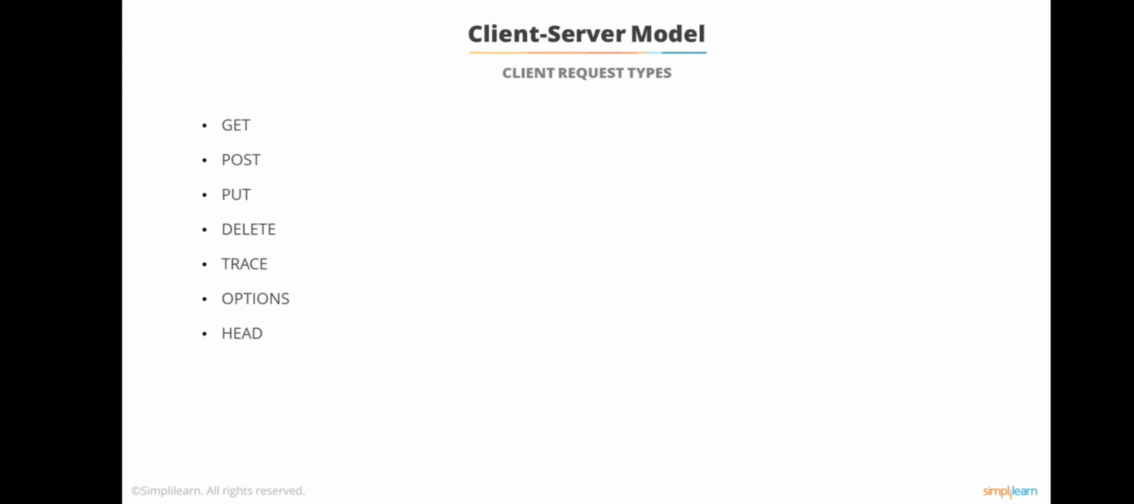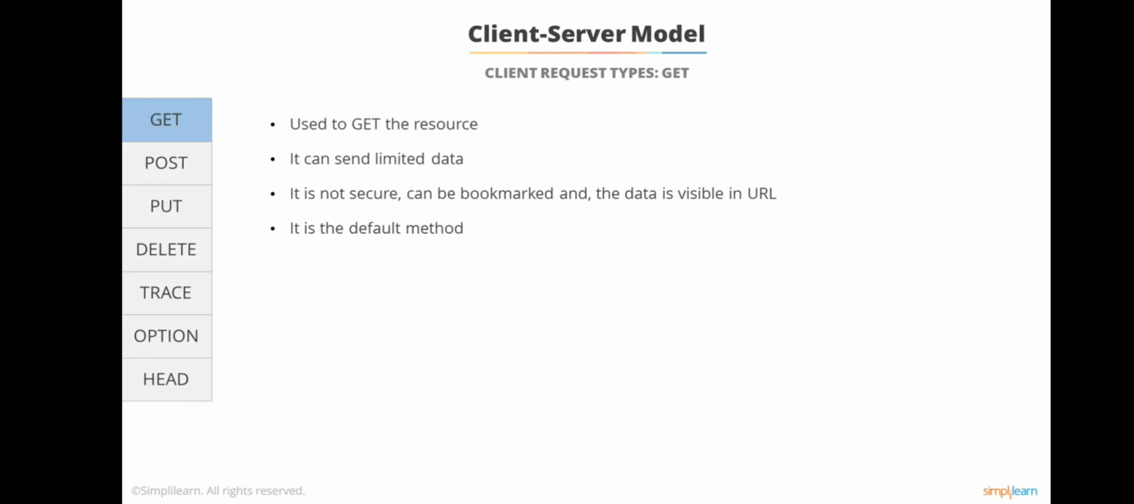Here are the HTTP verbs to which your client can request. The client can send either of these requests to the server using the HTTP verbs. Get is used to get the resource. It can send limited data. It's not secured because your data is visible in the URL, and it is the default method for communication.